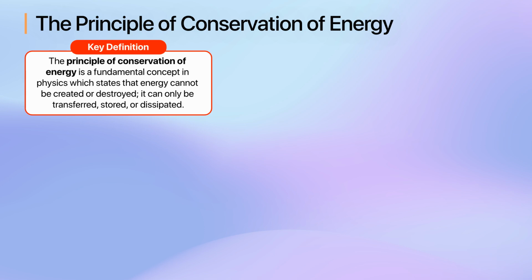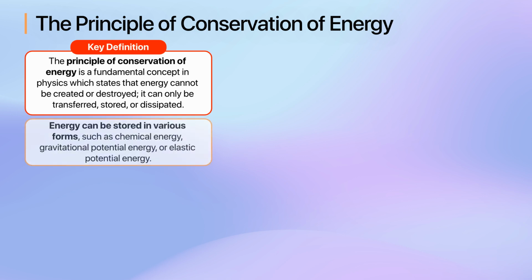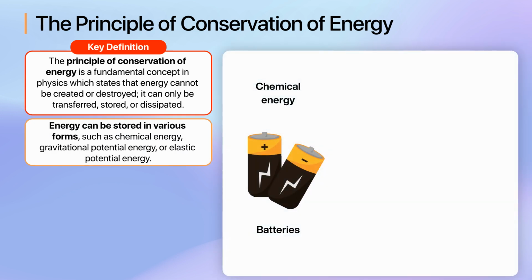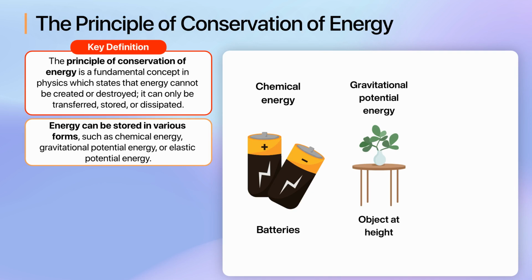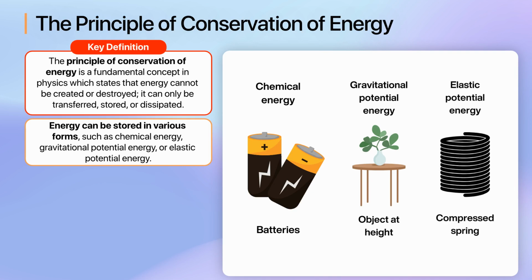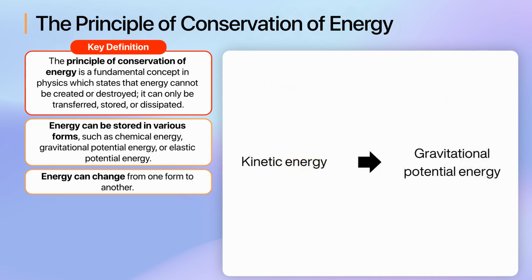Let's take a look at this in more detail by reminding ourselves of some ideas we've already covered. First, recall that energy can be stored in various forms, such as chemical energy, like in batteries, gravitational potential energy, like objects at a height, or elastic potential energy, like in a compressed spring. We will cover these types in more detail later. Next, remember that energy can change from one form to another. For example, kinetic energy can change into gravitational potential energy.